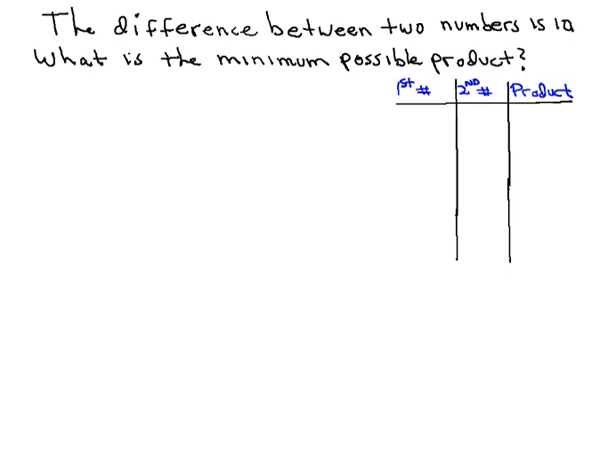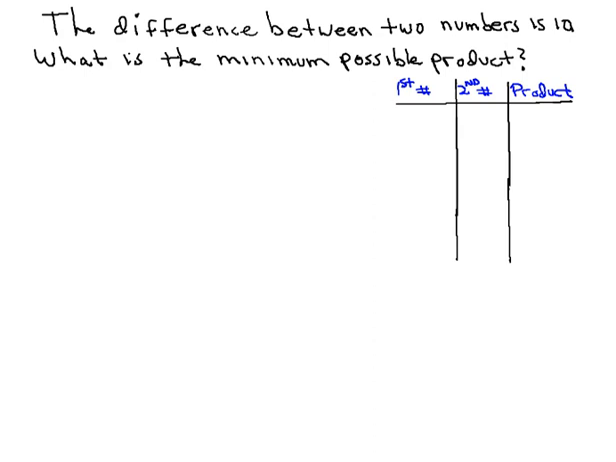Now in the first optimization problem we looked at together, you remember the one about the ball? We were given the function that modeled that particular situation. Now the next two examples we're going to look at together, we're going to have to create the function ourselves from the information given in the problem.